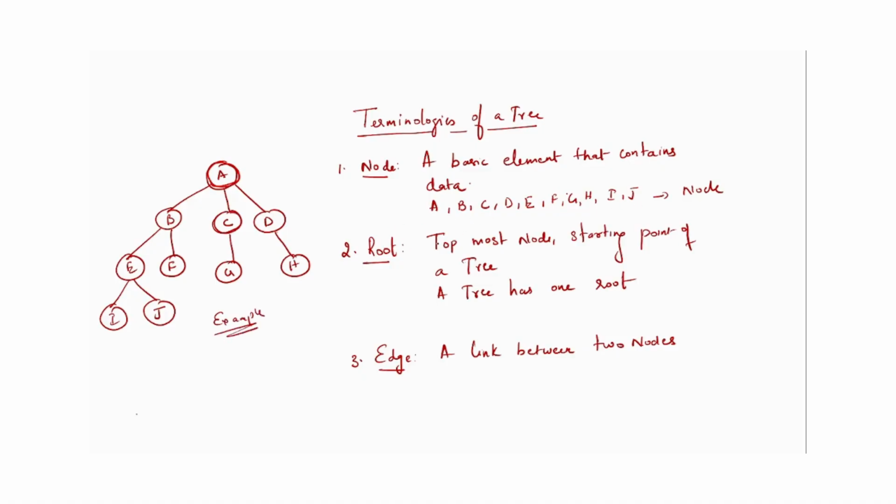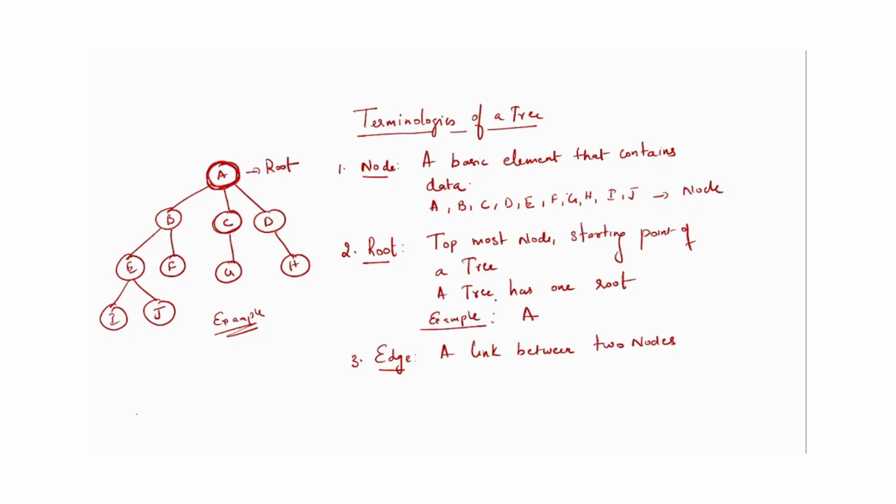What is a root node then? The topmost node, which is the starting point of a tree. In our example, the root node is A, and a tree has only one root.